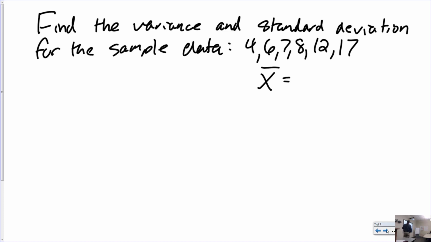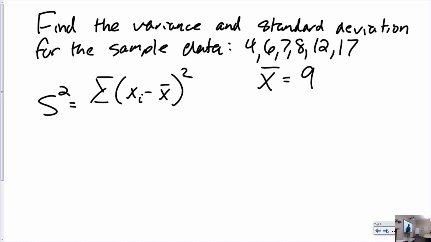So I was trying to make sure that it worked out nicely so that the numbers weren't really scary. So 54 divided by 6, 9, right? Now, I want to find the sample variance. That's S squared, which is the sum of x minus x bar squared all over n minus 1.